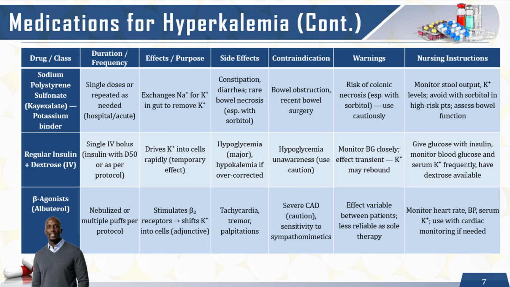Insulin drives potassium into cells, but it can cause dangerous hypoglycemia, so we always give dextrose with it unless the glucose is already very high. Nurses must check blood glucose frequently after administration. Nebulized albuterol stimulates beta 2 receptors, shifting potassium into cells, but may cause tachycardia and tremors.